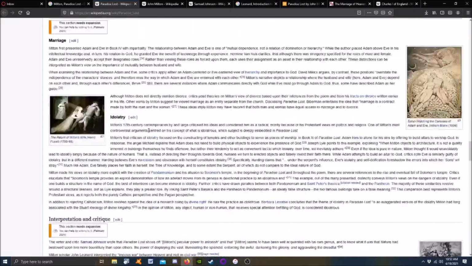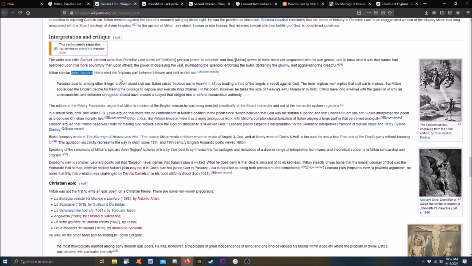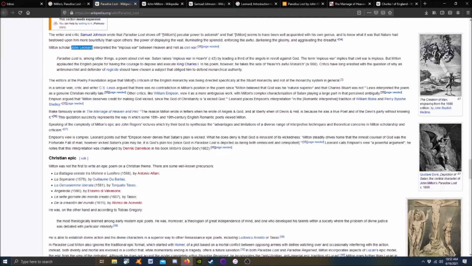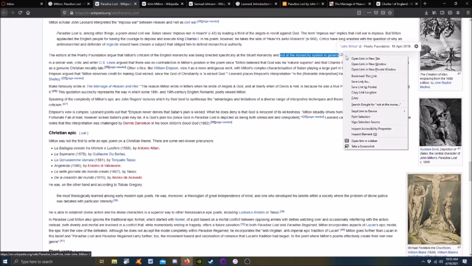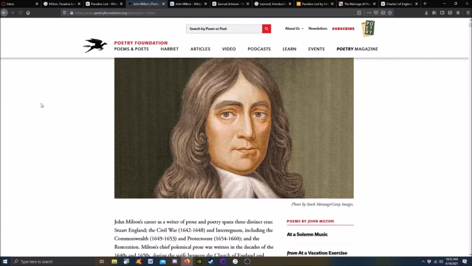But more importantly for us, we also have numerous other authors that are weighing in on this discussion. So we have Leonard, the author of that introduction for the Penguin Classics edition. We have the editors of the Poetry Foundation arguing that Milton's criticism of the English monarchy was being directed specifically at the Stuart monarchy and not at the monarchy system in general. And once again, we have a citation, so we can find the Poetry Foundation, and once again we have a link. How convenient. Hey, look at that.